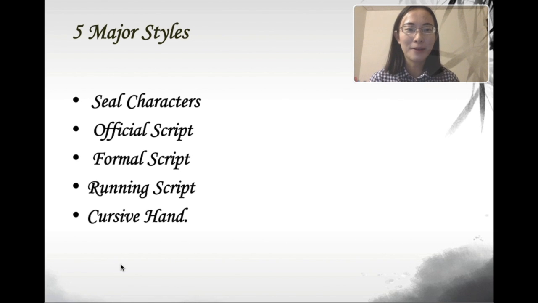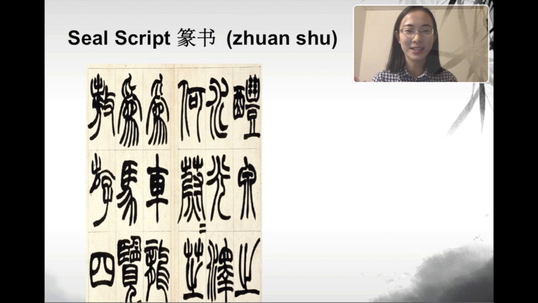Next, we are going to talk about the 5 major styles in calligraphy. Seal characters, official script, formal script, running script, and cursive hand. What are those? No worries, we will talk about it one by one. First is the seal script. There is a picture over here. You can take a look at it. You can see it's very complicated. So it's very different from how we write Chinese characters in daily life, in modern life. Actually, it was the formal script for all of China at that moment. It got a rising in the warring state of Qing dynasty.